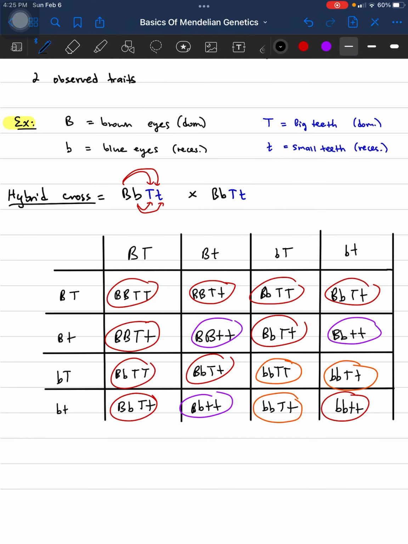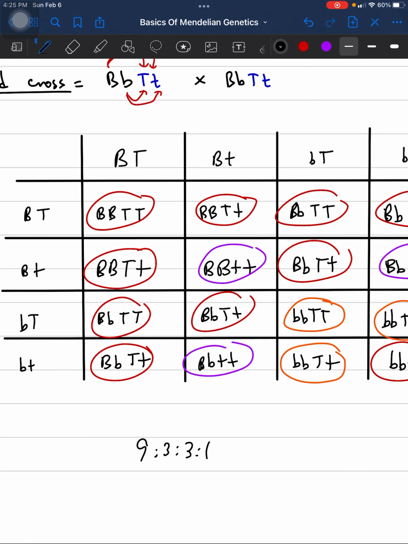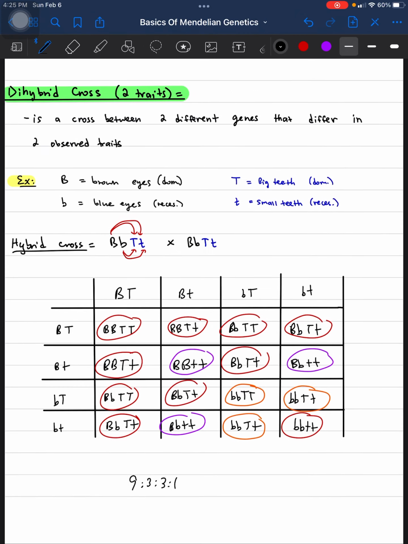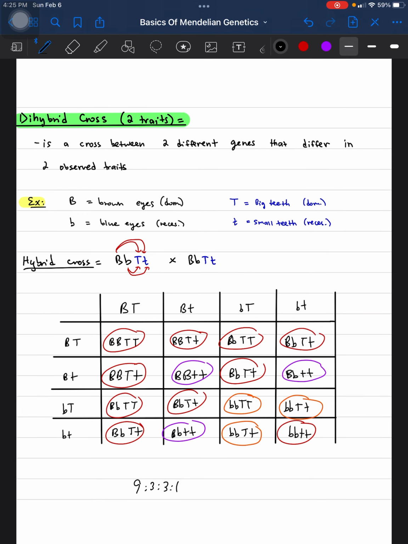So overall, when we're crossing two heterozygotes for 2 different genes, we get a 9:3:3:1 ratio of different phenotypes and genotypes. So this is how you do a dihybrid cross, basically. And this example represents a common example you'll see, which involves crossing 2 different heterozygotes. So moving on.